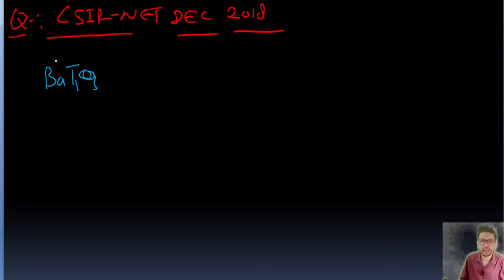Okay, so now the question I'm going to solve. This was asked in CSIR NET December 2018. So the question is BaTiO3, that is barium titanate. Yeah, barium titanate.